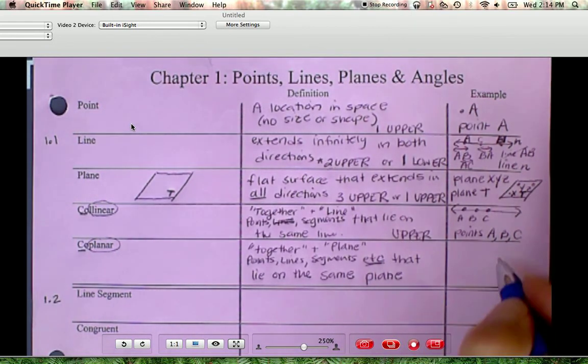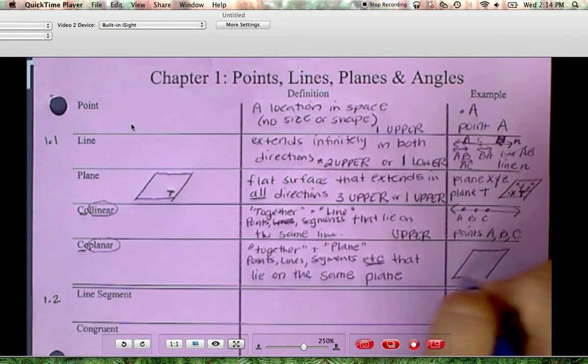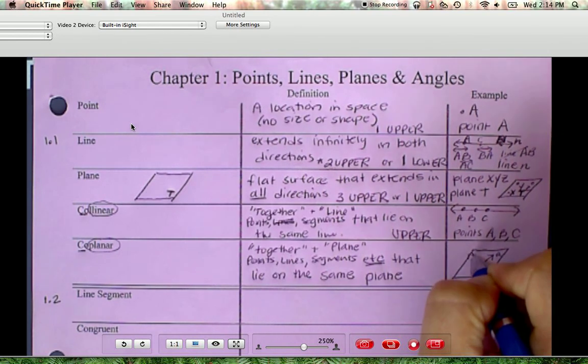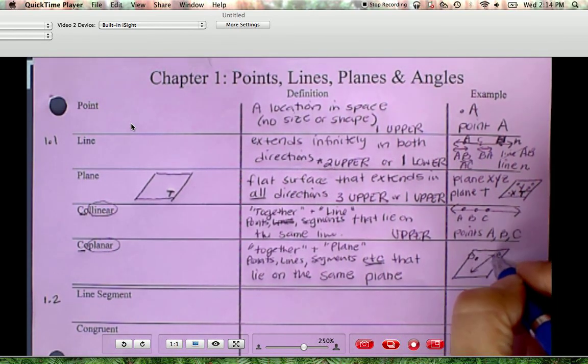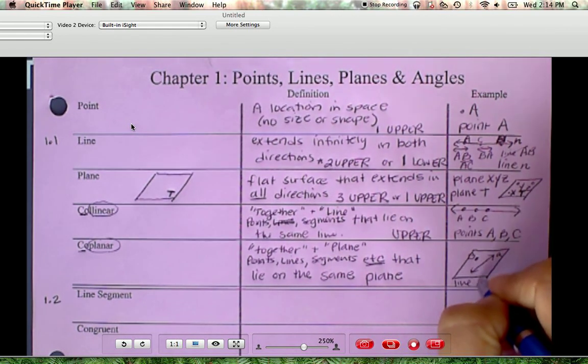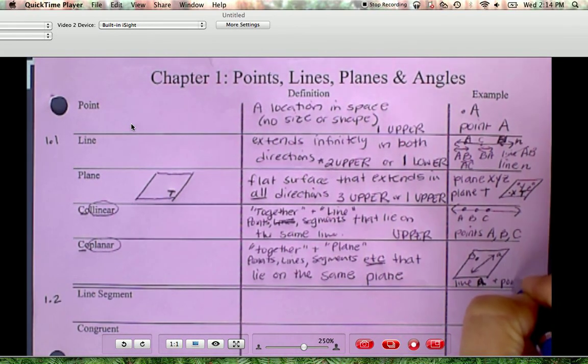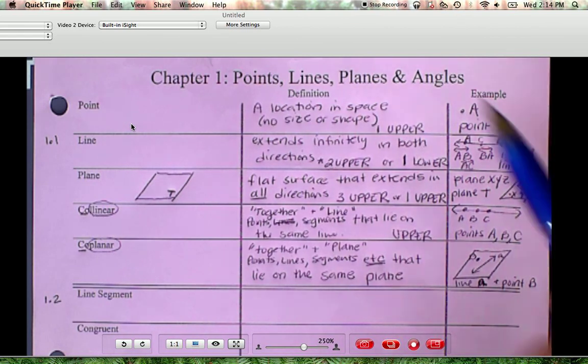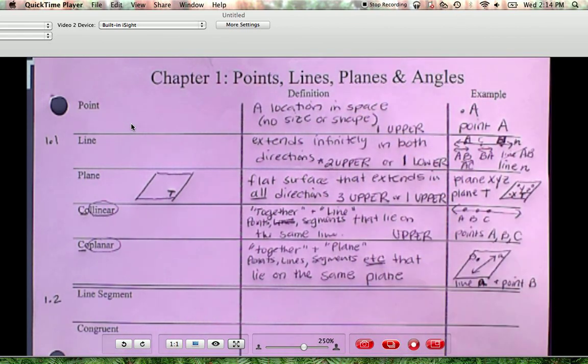Okay, not too difficult. So if I have a plane and I have a point and I have a line, then I would say line a and point B are coplanar. Line a, lowercase, sorry. Line a and point B are coplanar on the same plane. So there's your section 1.1 definitions and how to label them. If you need to review that, you can always come back to this and watch this again.